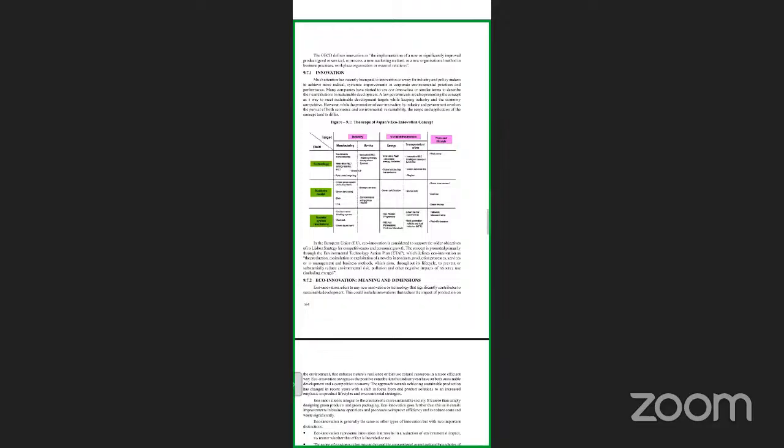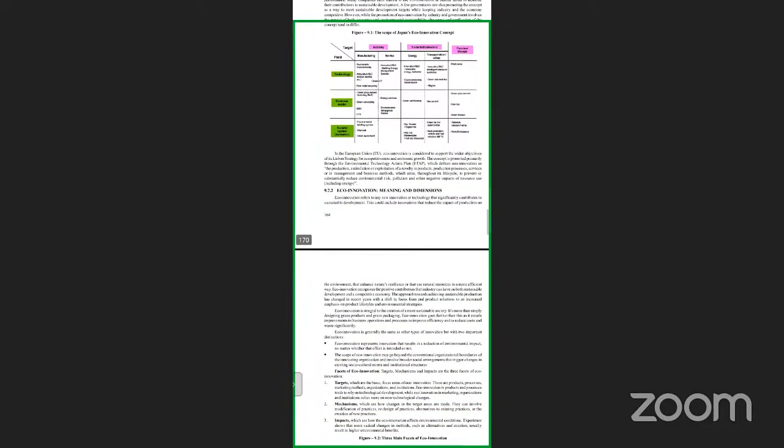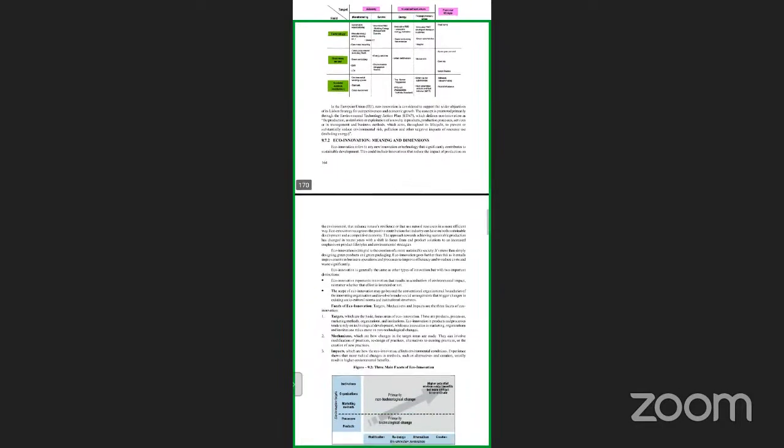The European eco-innovation is considered to support the wider objectives of the Lisbon strategy for competitiveness and economic growth. The concept is promoted primarily through the Environmental Technology Action Plan, which defines eco-innovation as the production, assimilation, or exploitation of novelty in products, production process, services, or in management and business methods. Eco-innovation, meaning and dimensions, we will try to understand.